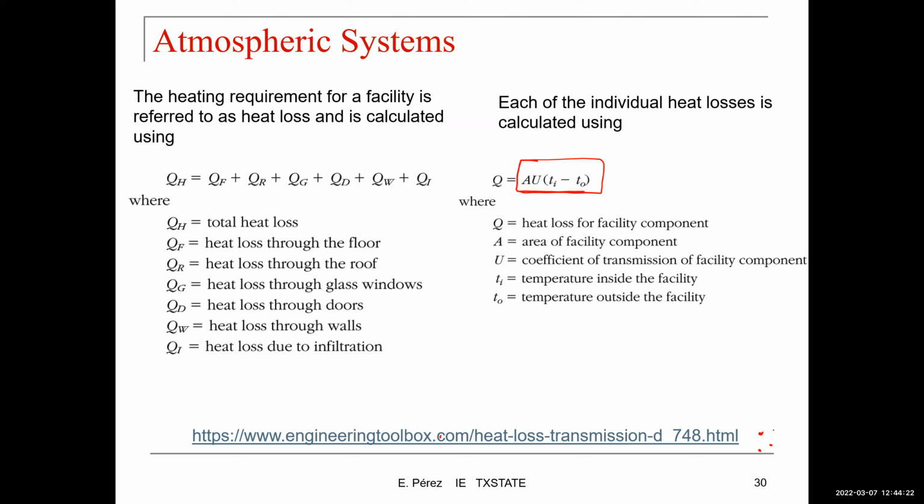Yeah, the idea is that if you go there, this is just one link that you can use. If you search online, you'll find different sources, and they will give you the information in terms of the material and the size, if you're looking at windows, doors, and so on, and you can get this coefficient of transmission based on that. And then Ti is the temperature inside the facility, and the temperature outside the facility is T0.